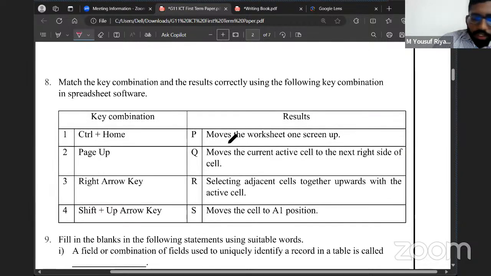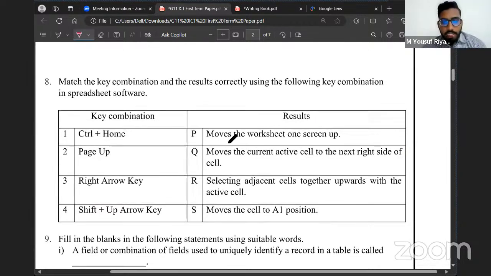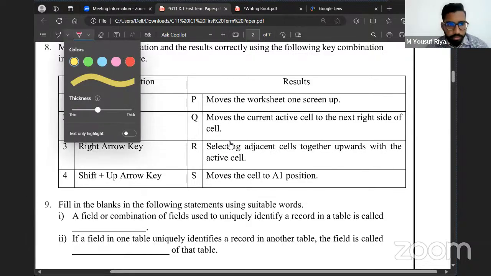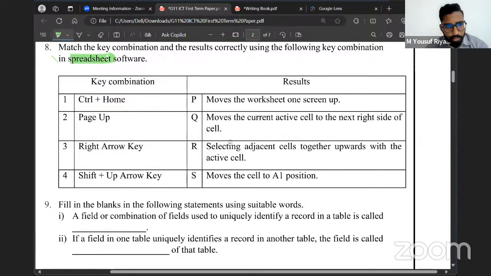Okay, the next one, eighth question. Match the key combination and the results correctly using the following key combination in spreadsheet software. Move the worksheet one screen up. Then what should you use? Is it one, two, three, or four? They're talking about spreadsheet here. Exactly. That's going to be the page up.